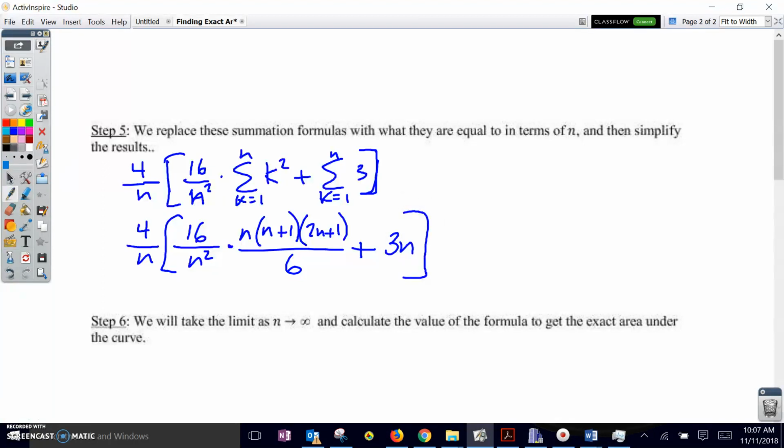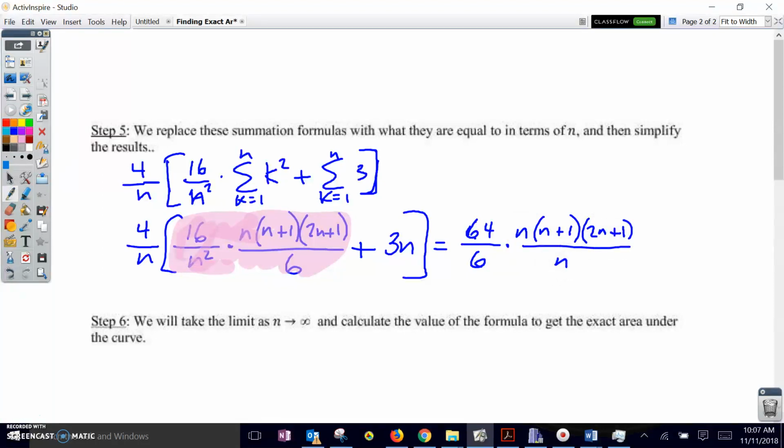And I'm going to distribute the 4 over n through this. I'll distribute it first to these terms. And when I do this, I'm going to do what I've always referred to as a little denominator switcheroo. I'm going to group all the numbers together, which is going to give me 64 over 6. I'm going to group all the numbers in one fraction and all the n's in another. And then I need to distribute the 4 over n into this second term as well. 4 over n times 3n gives me plus 12.